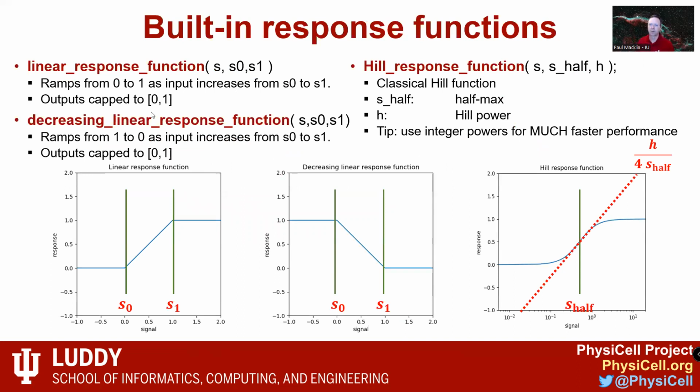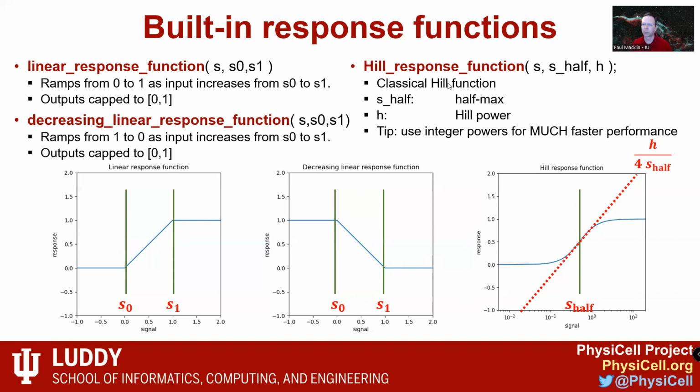We'll also point out that there are built-in response functions in PhysiCell you can use in your cell functions. So a linear response function is this one on the left, and it will ramp: between negative infinity and S0, the value will be 0. Between S0 and S1, it will increase linearly from 0 to 1. Then when you're above S1, you just stay at 1. And so that's a nice function you can use for a linear response. We also have a decreasing linear response that basically does the same thing backwards. Starts at 1, decreases linearly from 1 over here to 0 at S0, and then 0 everywhere else.